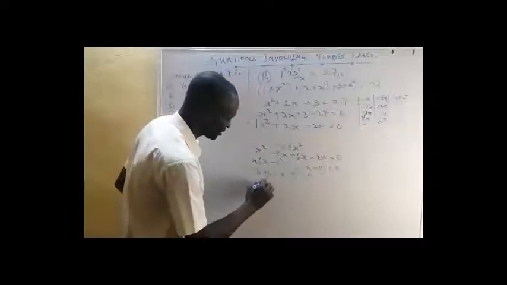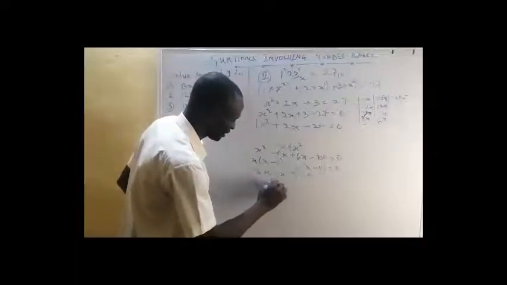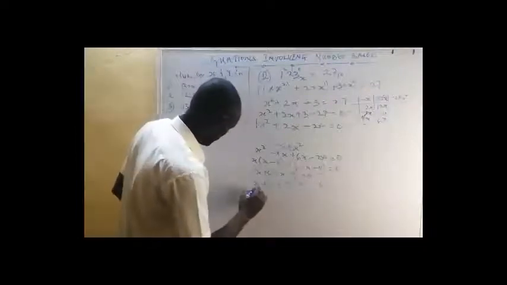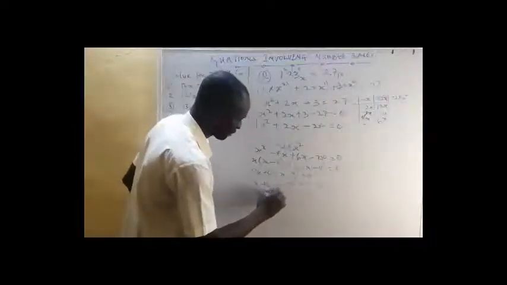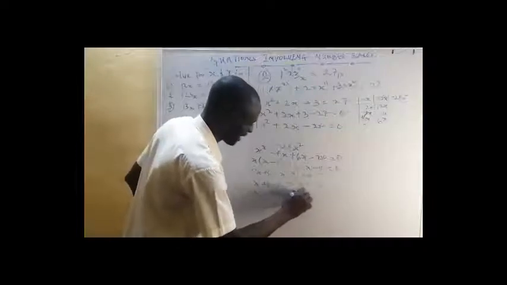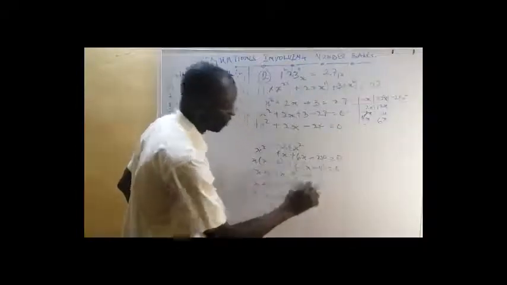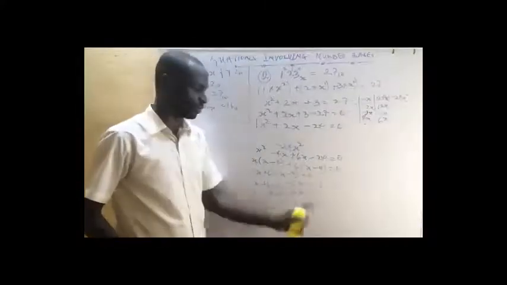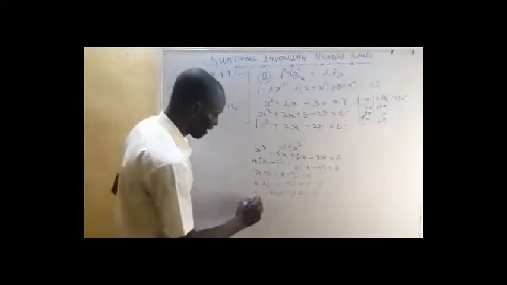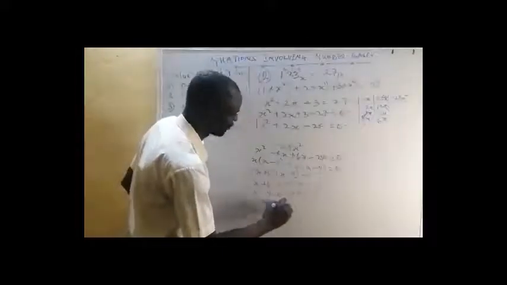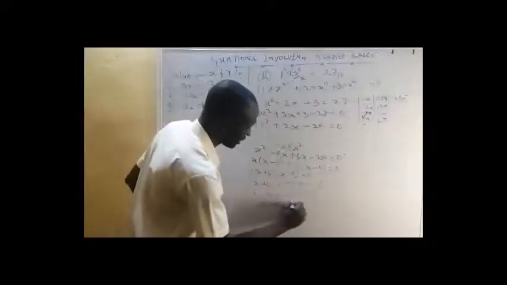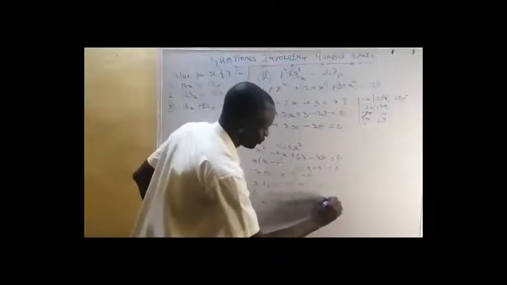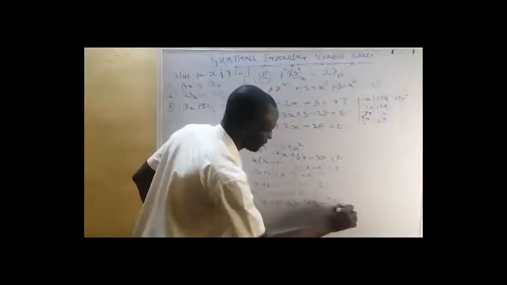So x plus 6 is equal to 0. This implies that x is equal to minus 6. x minus 4 is equal to 0. This implies that x is equal to 4. For number bases, obviously, my number base cannot be negative. It must be positive. So my x is equal to 4. I can now conclude that 123 base 4 is equal to 27 base 10.